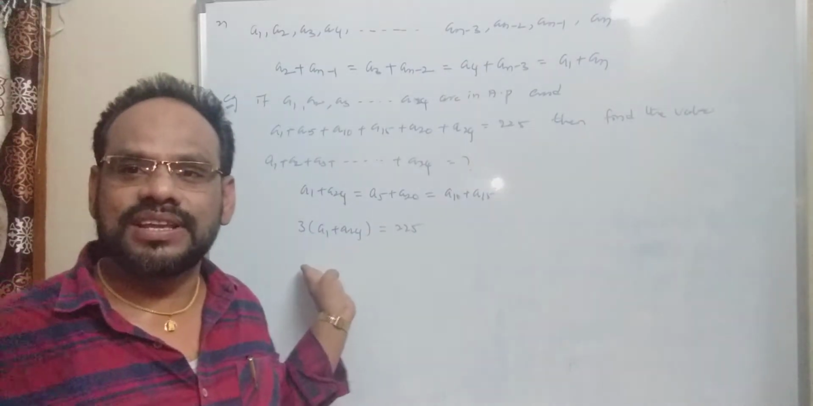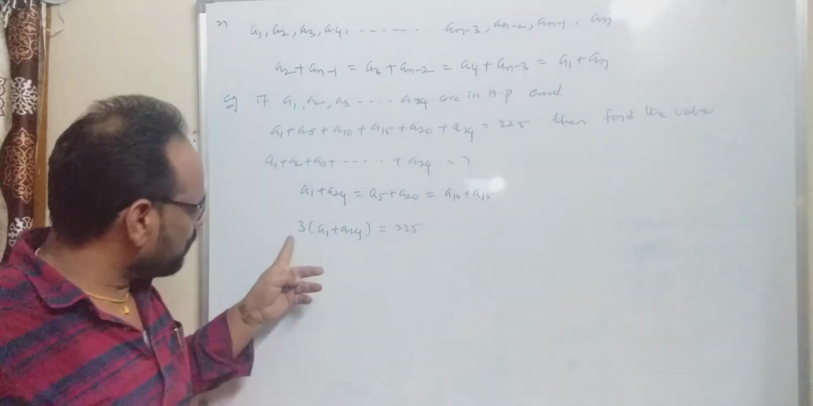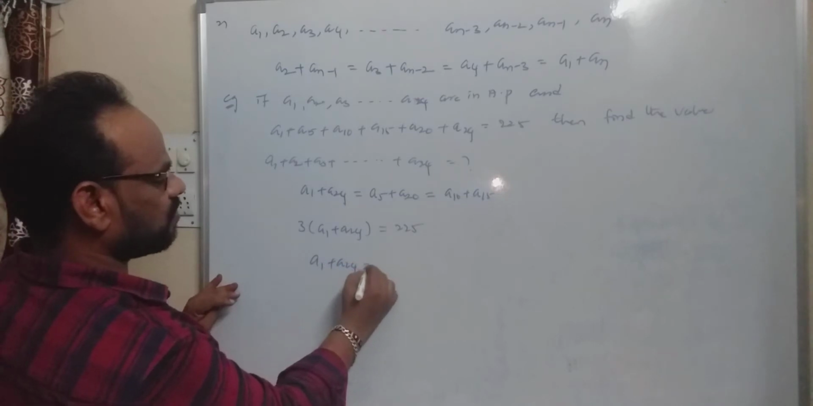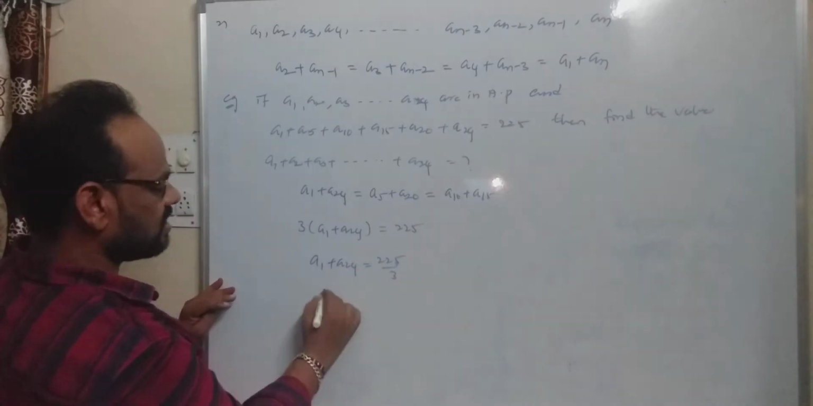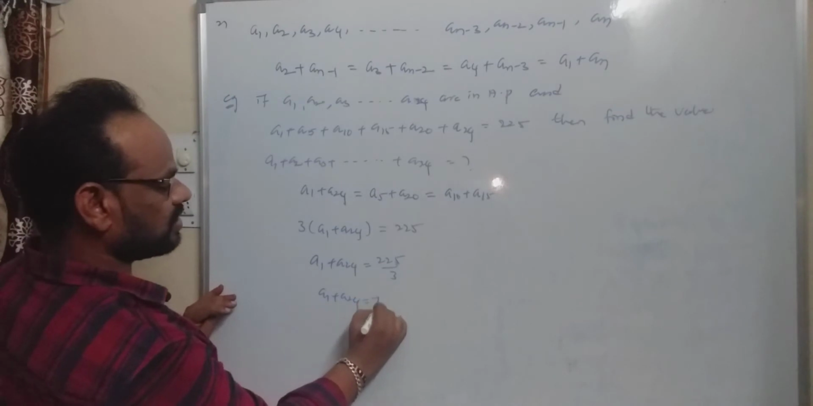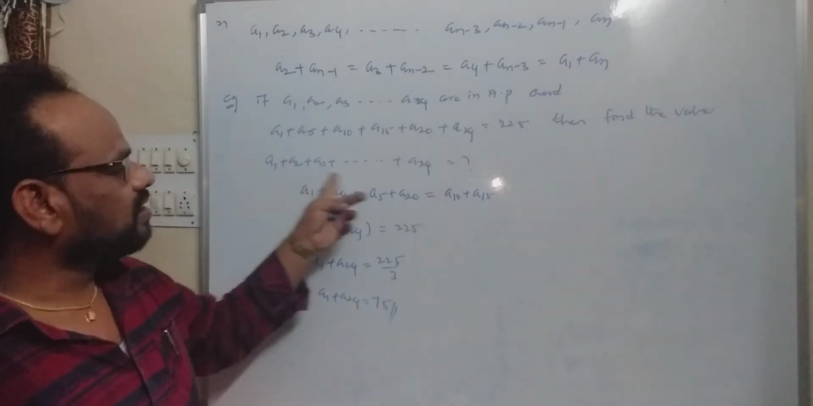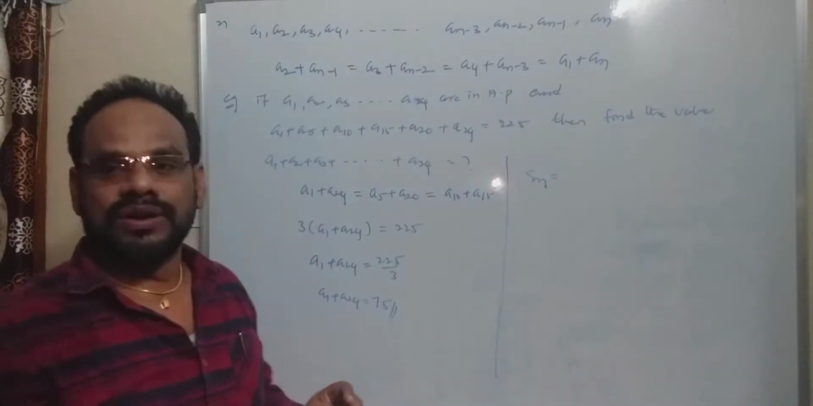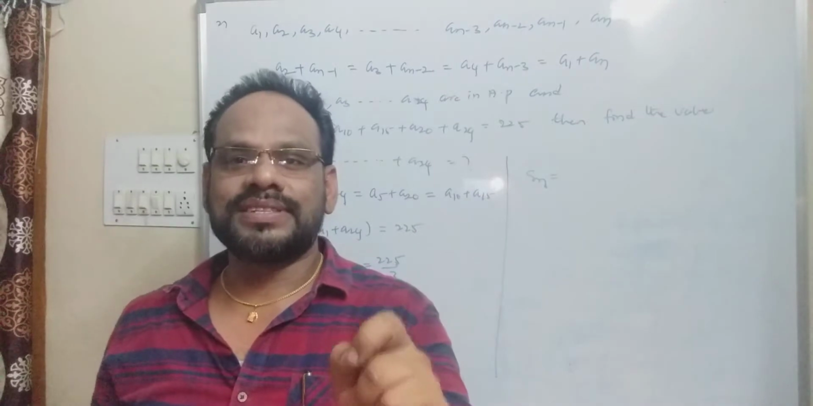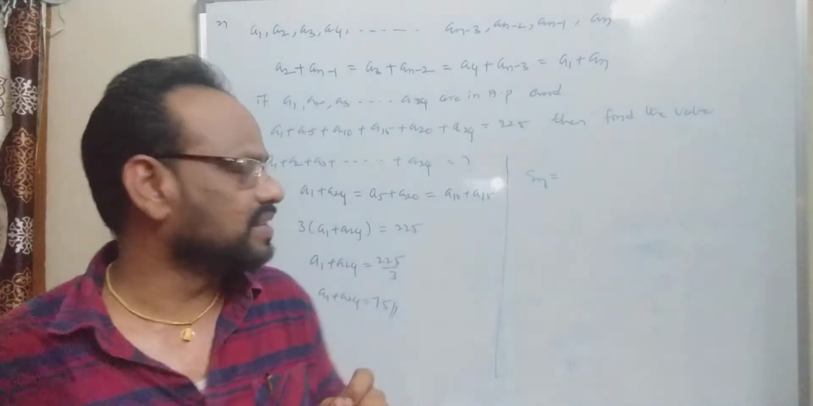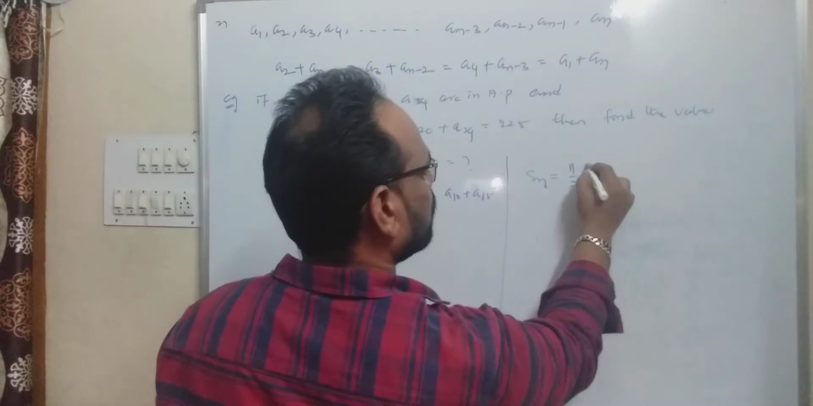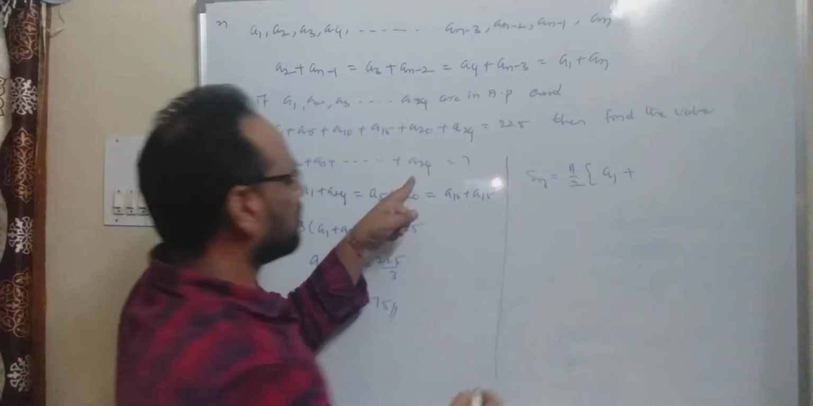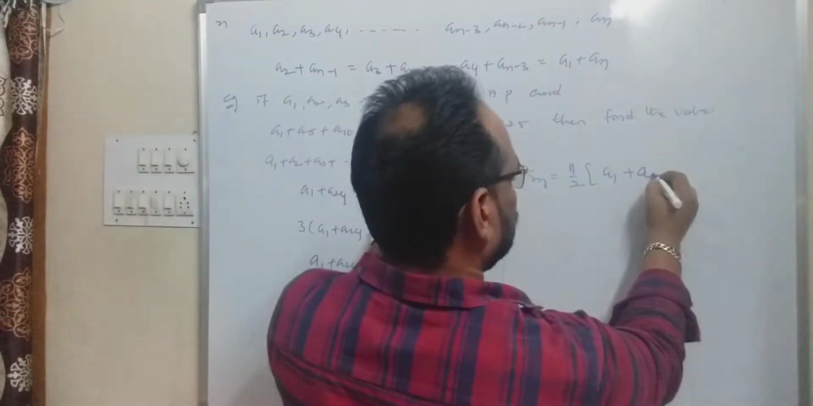If you transpose 3 from LHS to RHS, it becomes division. So a1 plus a24 is equal to 225 by 3. Then a1 plus a24 is equal to 75. We want their sum. We know that Sn is equal to n by 2 into a plus l, or a plus an. The first term is a1, and the last term l is a24.